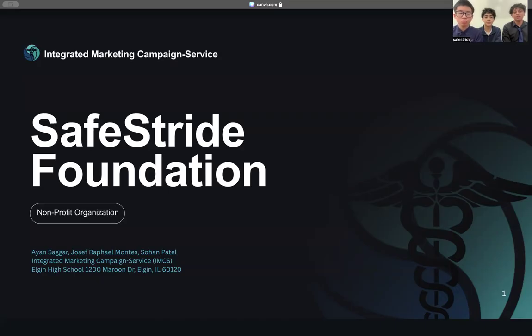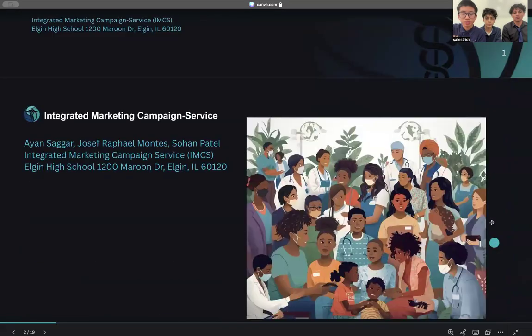5 million. This number represents the individuals who pass away each year due to inadequate access to healthcare. We founded SafeStride in order to help reduce these numbers. However, to increase our impact, we are creating a marketing campaign to reach as many countries and people as we possibly can. First, let's go through our table of contents.